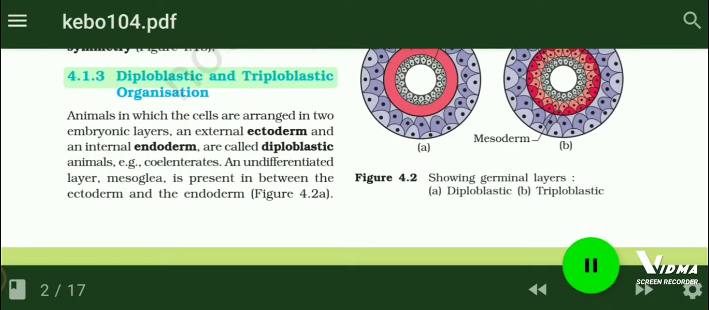4.1.3 Diploblastic and triploblastic organization. Animals in which the cells are arranged in two embryonic layers, an external ectoderm and an internal endoderm, are called diploblastic animals, e.g., coelenterates. An undifferentiated layer, mesoglea, is present in between the ectoderm and the endoderm, figure 4.2.